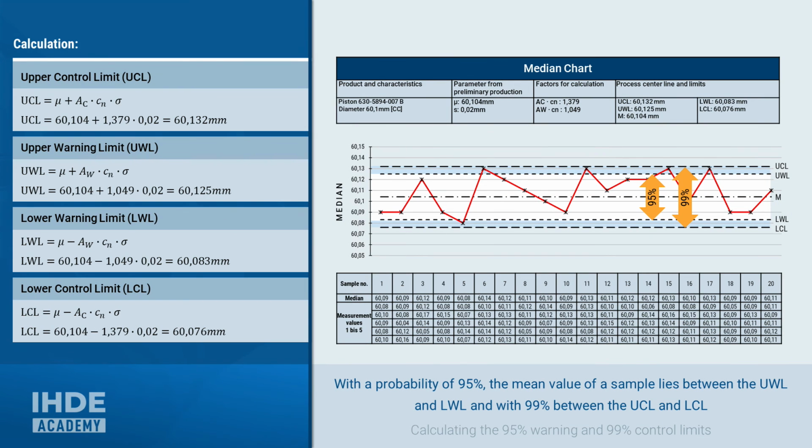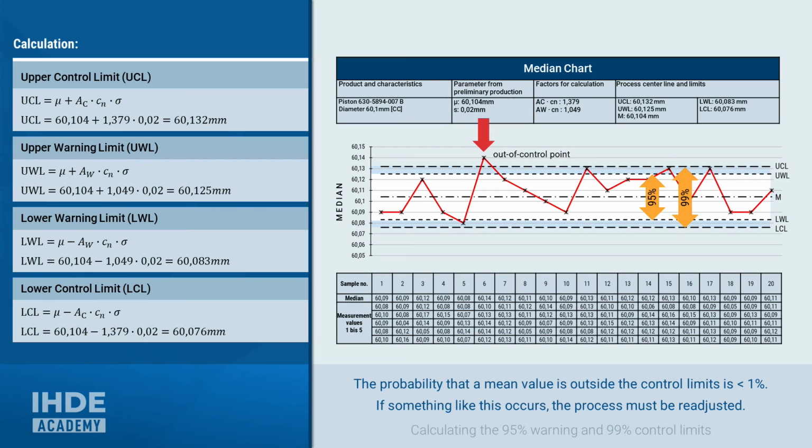Now, what do these limits mean? For the warning limits, this means that there is a 95% probability that the median, calculated in each case, will be within these limits. And with a 99% probability, the median will lie between the control limits. This means that the probability that a median is outside the control limits is less than 1%. If such an improbable event occurs, this is an indication that the process might be no longer under control. The reason for this limit violation must be found and, if necessary, the process must be readjusted.